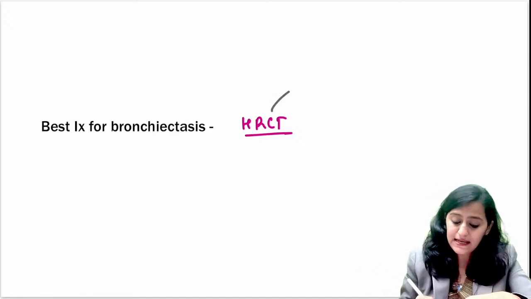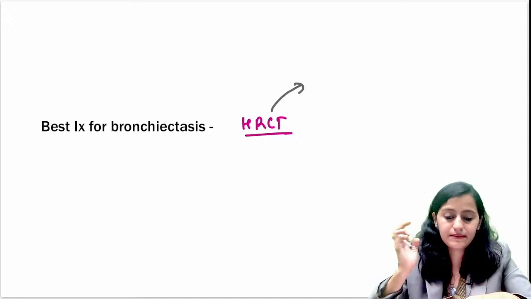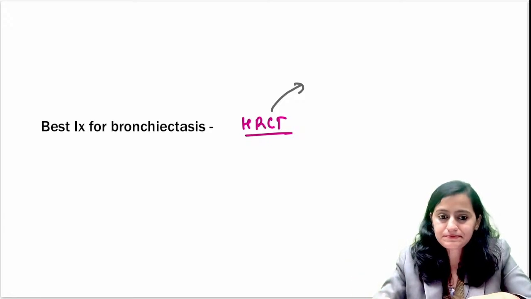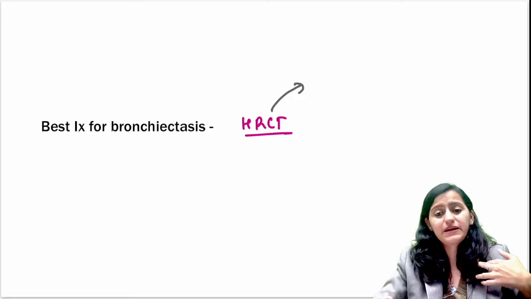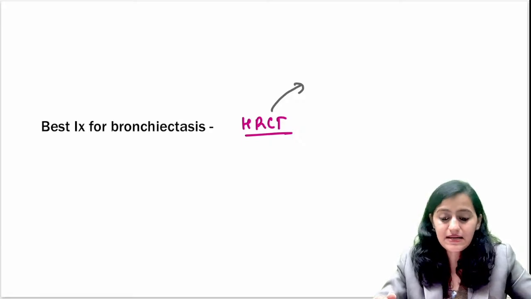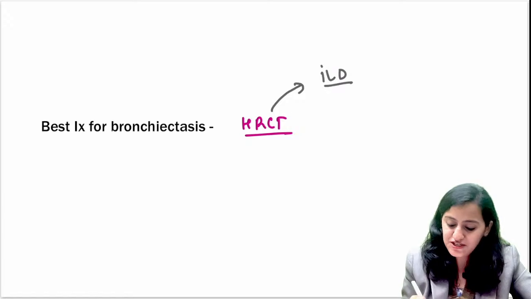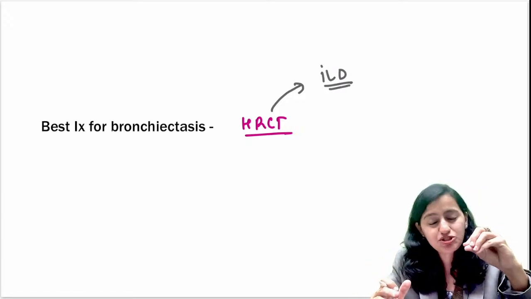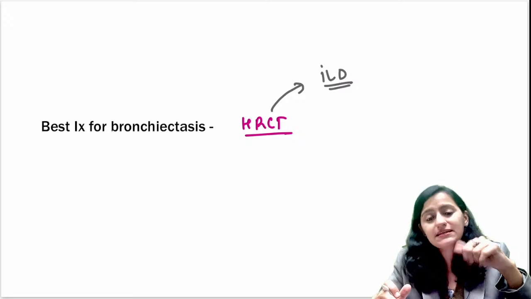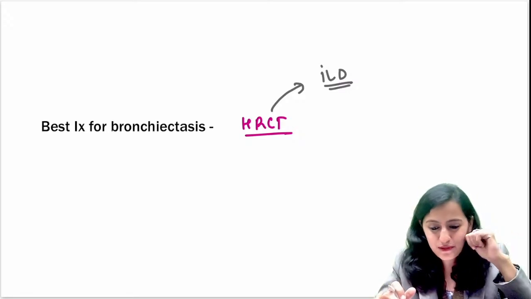For which other lung condition do you do HRCT? For which other lung condition HRCT is very, very important? One is bronchiectasis. Other one is interstitial lung disease. Okay, so the concept is basically where you want to see the lung architecture, you would do HRCT, right? So for bronchiectasis, ILD, you will do HRCT.